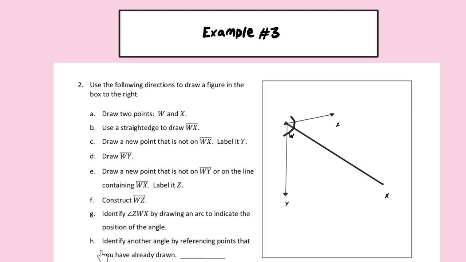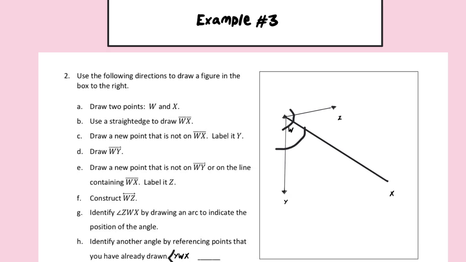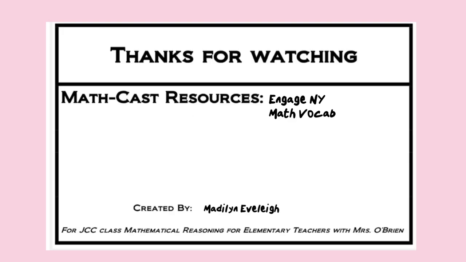Lastly, we are to identify another angle by referencing points that we have already drawn. We do have one more angle here, and that would be angle YWX, and so I'm going to draw an angle arc right here to indicate that we were talking about this specific angle. And here I labeled this angle YWX. And that was my Mathcast.